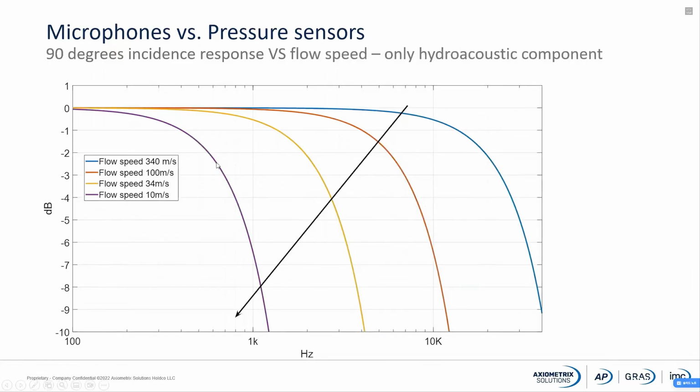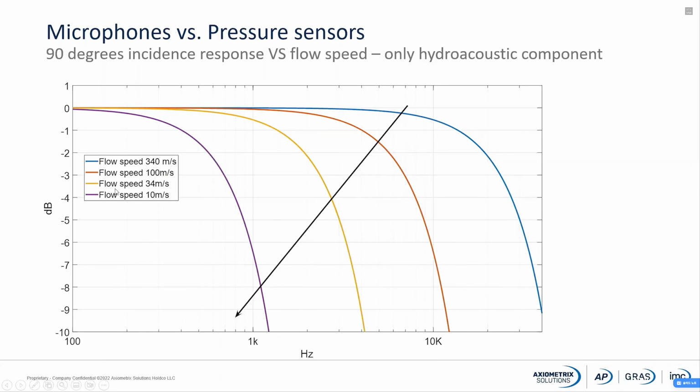Now we take away the acoustic signal. Now we only have the hydroacoustic component, and therefore, if we turn on the wind tunnel for 10 meters per second flow speed, then we can actually hear a bass tone, up to 1 kilohertz.